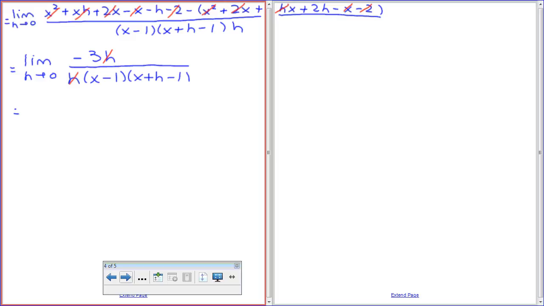So we're going to say equals the limit as h approaches 0 of negative 3 all over. Okay, and my final answer is what then? f prime of x equals?